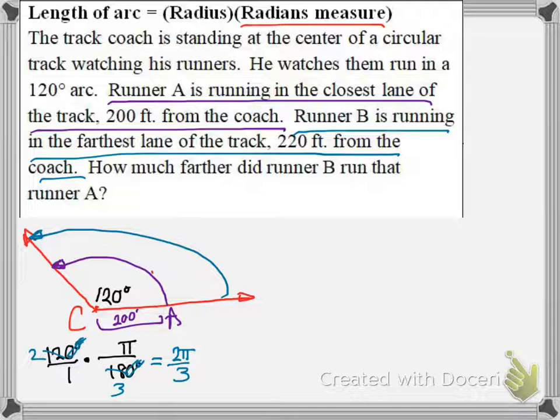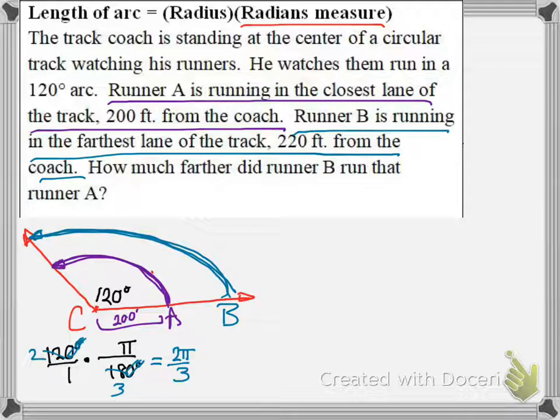We want to know how much farther did runner B run than runner A. What I want to know is how far is this? How far is this? And which one's longer? Oh, they already told us which one's longer. They already told us that runner B has to run further. But anybody who's run track knows that's the way it goes. That's why they don't start everybody at the same place. There's a slanted start line, so they'll come out the same way.